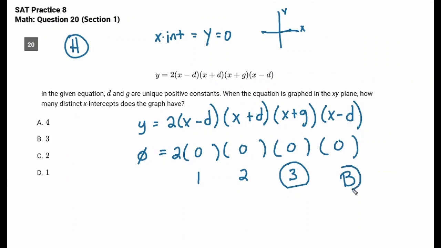This problem is not that hard. You can get through it very fast. It's also a problem that comes up very frequently in the SAT. So in some form, you're going to see this. So understand how it works. Get it right and move on.